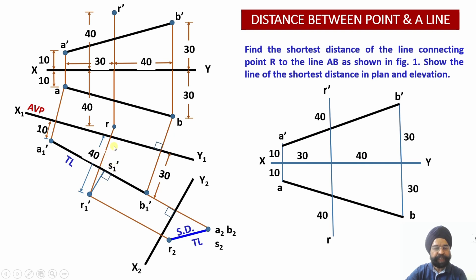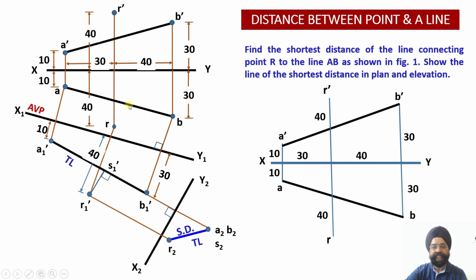Now we have to take these projections back. Projection of point S. So S1 dash, if I take it back, what I need to do from this point S1 dash is drop a perpendicular onto X1, Y1, and I will be extending it till it meets my original projection line, that is plan projection line AB at point S over here.